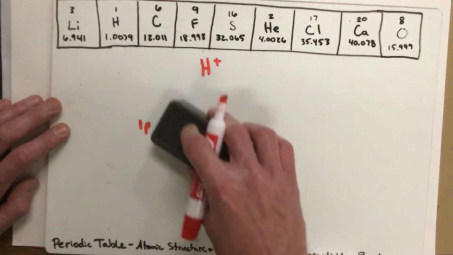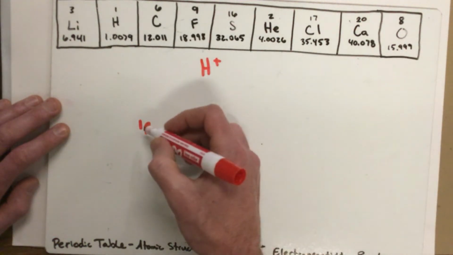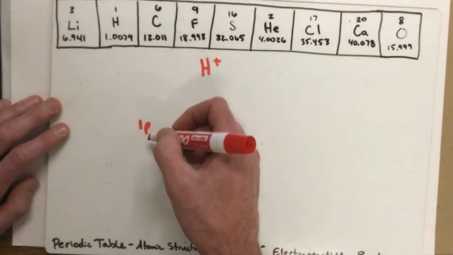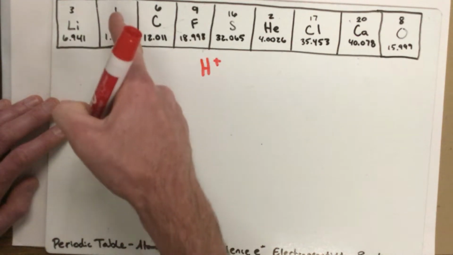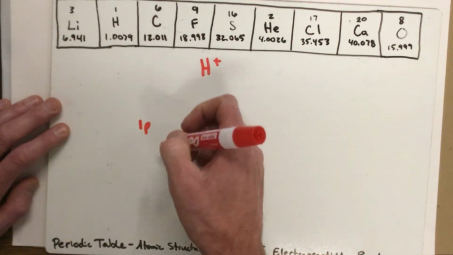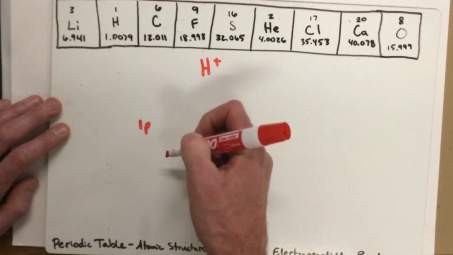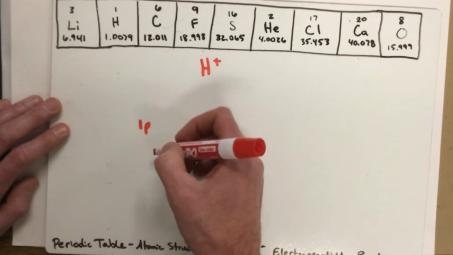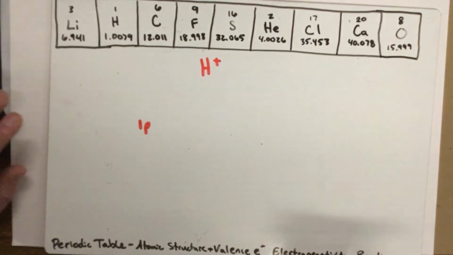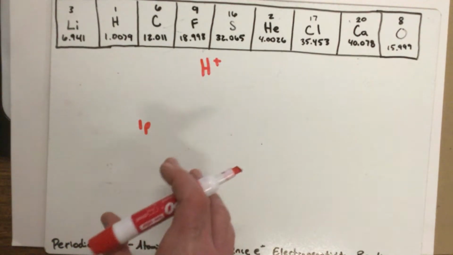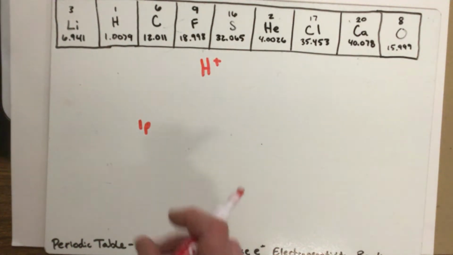And here's why. Once I take it away, now all I have is one floating proton, just one proton. Well, one proton, that's hydrogen. That's how we define the element. And that proton has a positive charge. There's no negative charge to cancel it out. So we just have one positively charged proton. And that's H+.